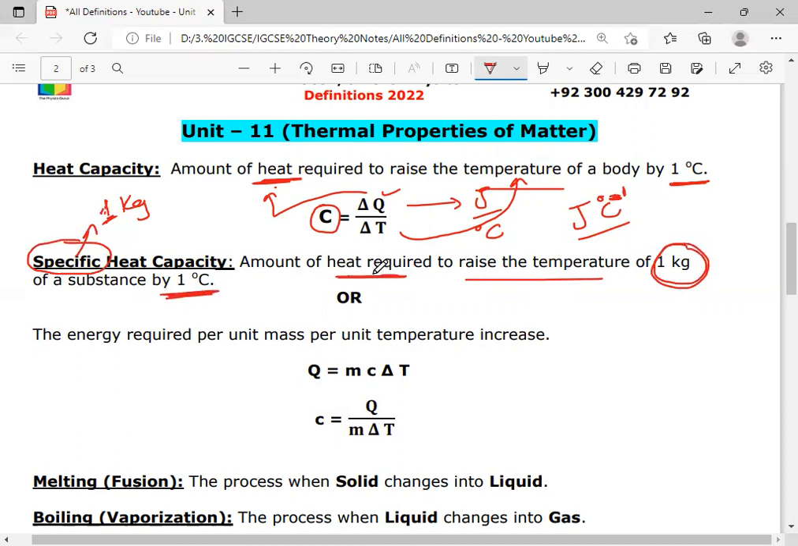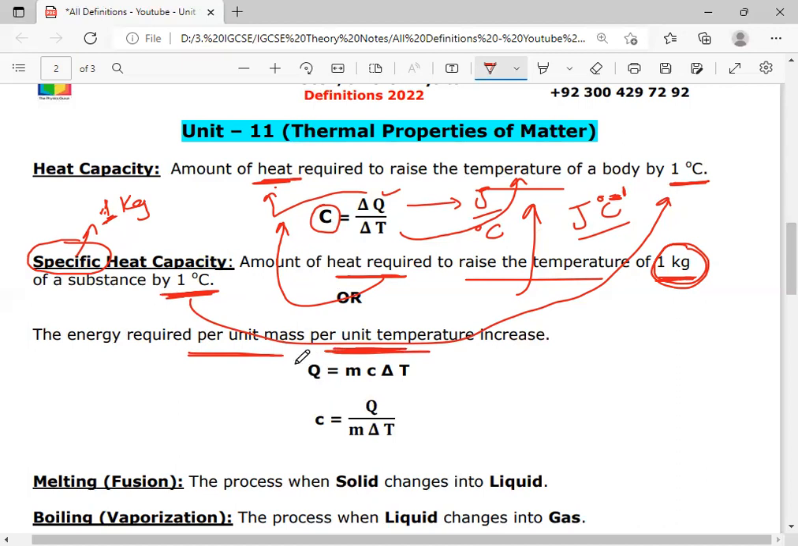So amount of heat is common between these two. Temperature is common between these two. 1 degree Celsius is common between these two. But the thing which will differentiate the concept of specific heat capacity from the concept of heat capacity is the amount of the substance, that is 1 kg. Or the energy per unit mass per unit temperature increase is also called specific heat capacity.